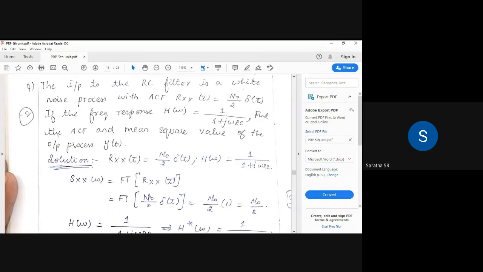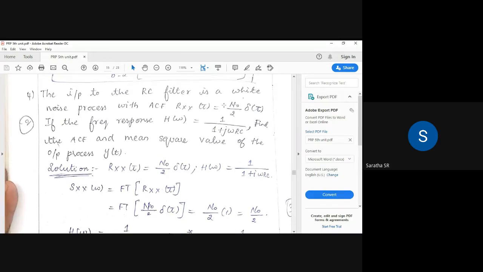Okay. We'll move on to the problem. R_xx of tau is equal to N naught by 2. That is, the input autocorrelation function is given. Then the unit impulse response h of omega is also given. So we have to find the output process autocorrelation function and the mean square value. That is, we have to find R_y of tau. So with the help of the theorem only, we have to find it.